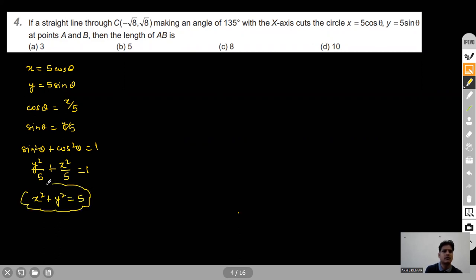This is the given circle, x square plus y square equal to 5. It means this circle is having origin as center and radius is equal to 5. Okay, so am I doing something wrong? This will be 5 squared, no? So radius will be 5. Now let me draw this circle first.